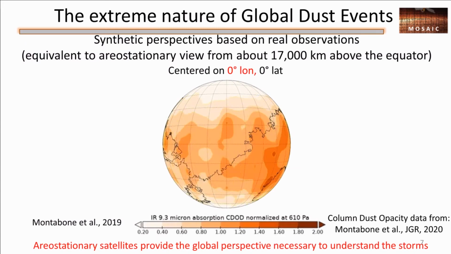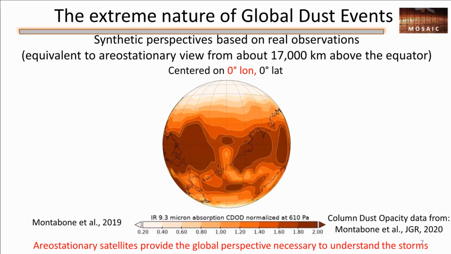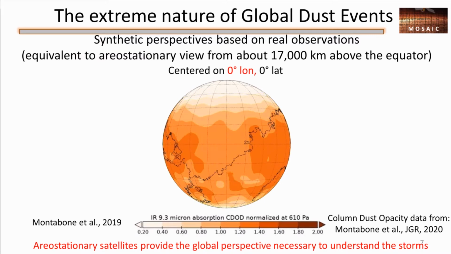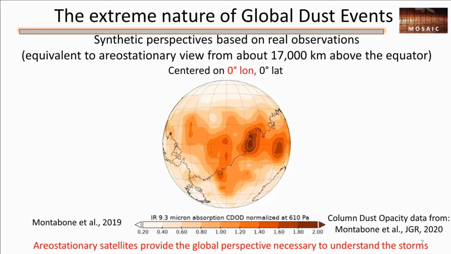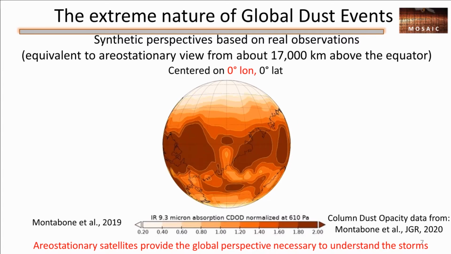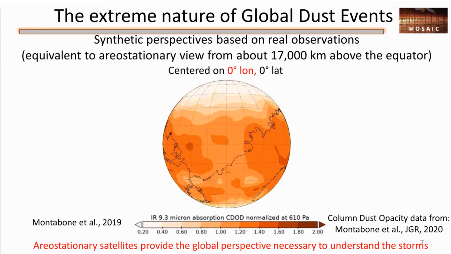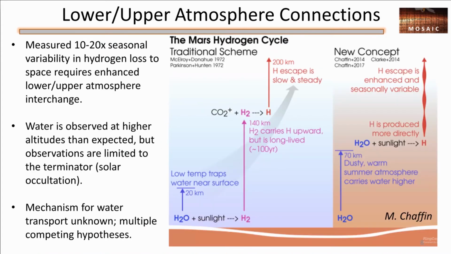In addition, because of the extreme nature of global dust events, having a global perspective, similar to what you call geostationary on Earth, areostationary on Mars, gives you the kind of perspective necessary to understand the origin and development of these storms. So this is something else that we looked into in plenty of detail as well, how to get this perspective to boost our understanding.